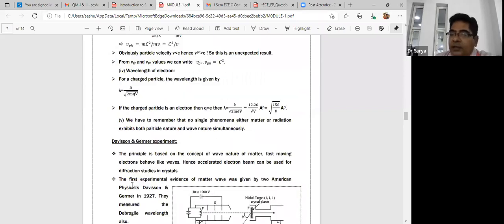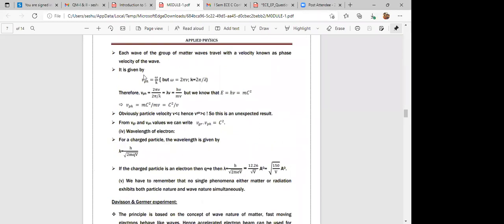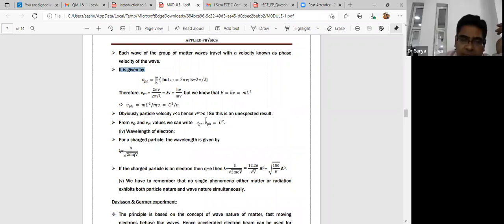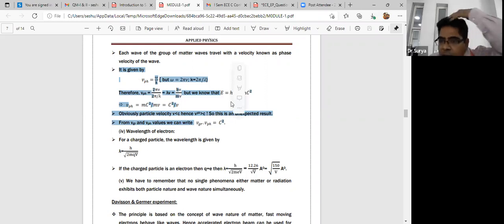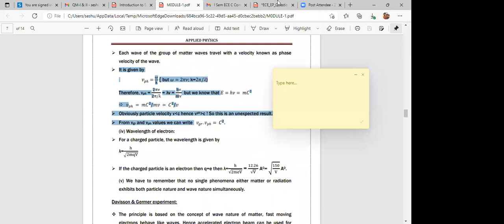So this is what we discussed in the class regarding the phase velocity and group velocity. Am I right? Yes, sir. So please go through this paragraph in the notes and try to understand. Even if you have not understood, just meet me or call me, and I'll tell you. Okay. Yes, sir.